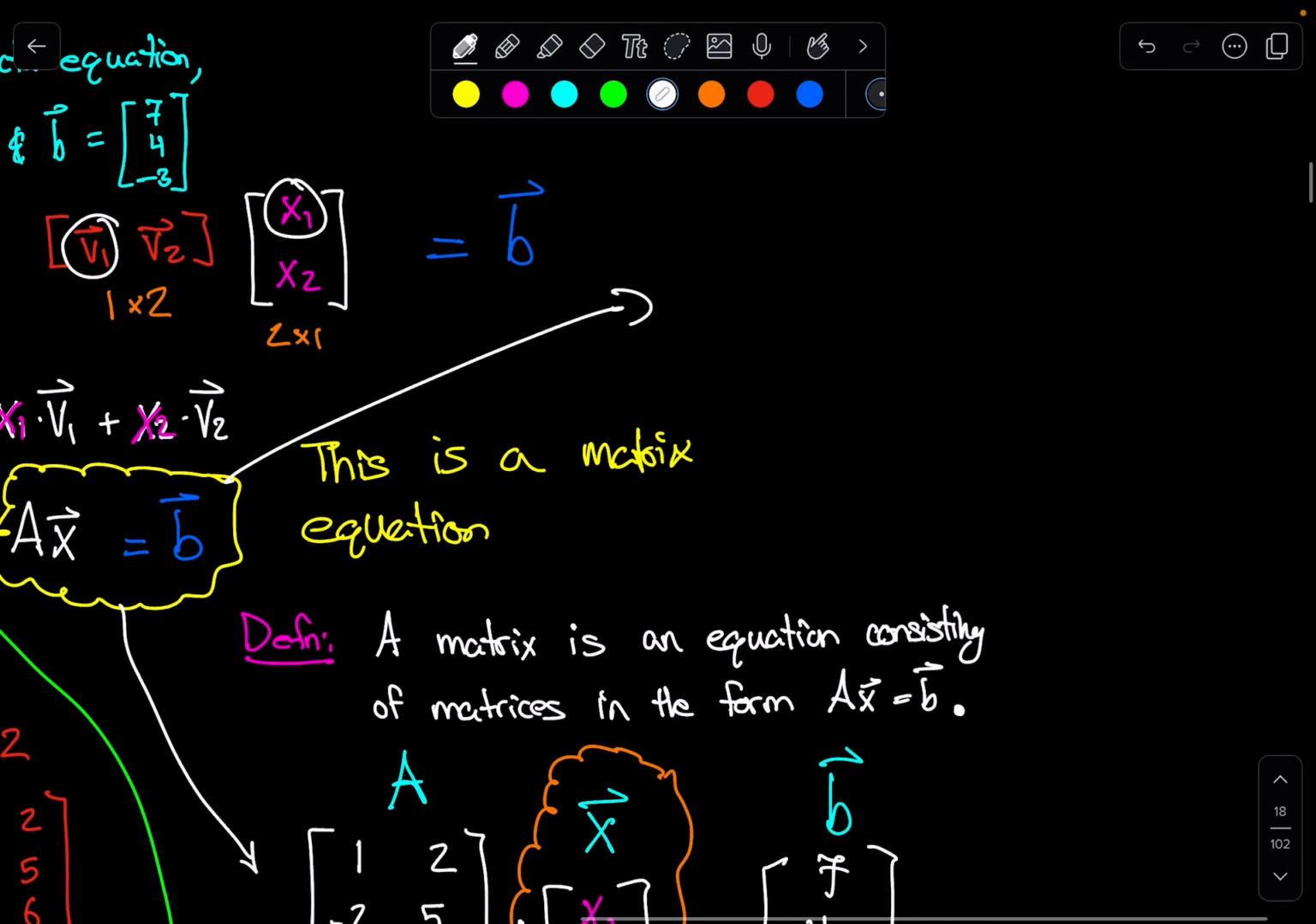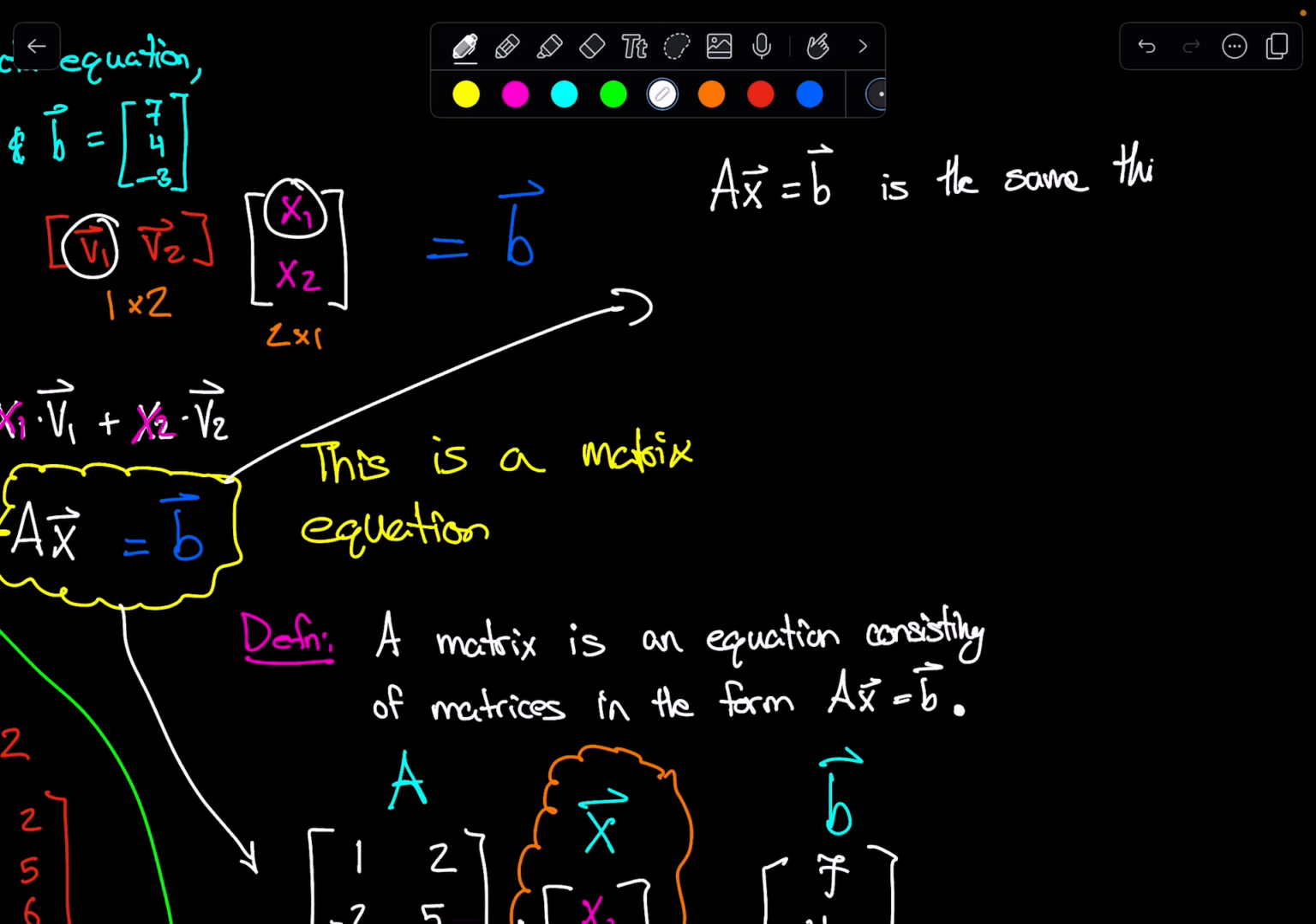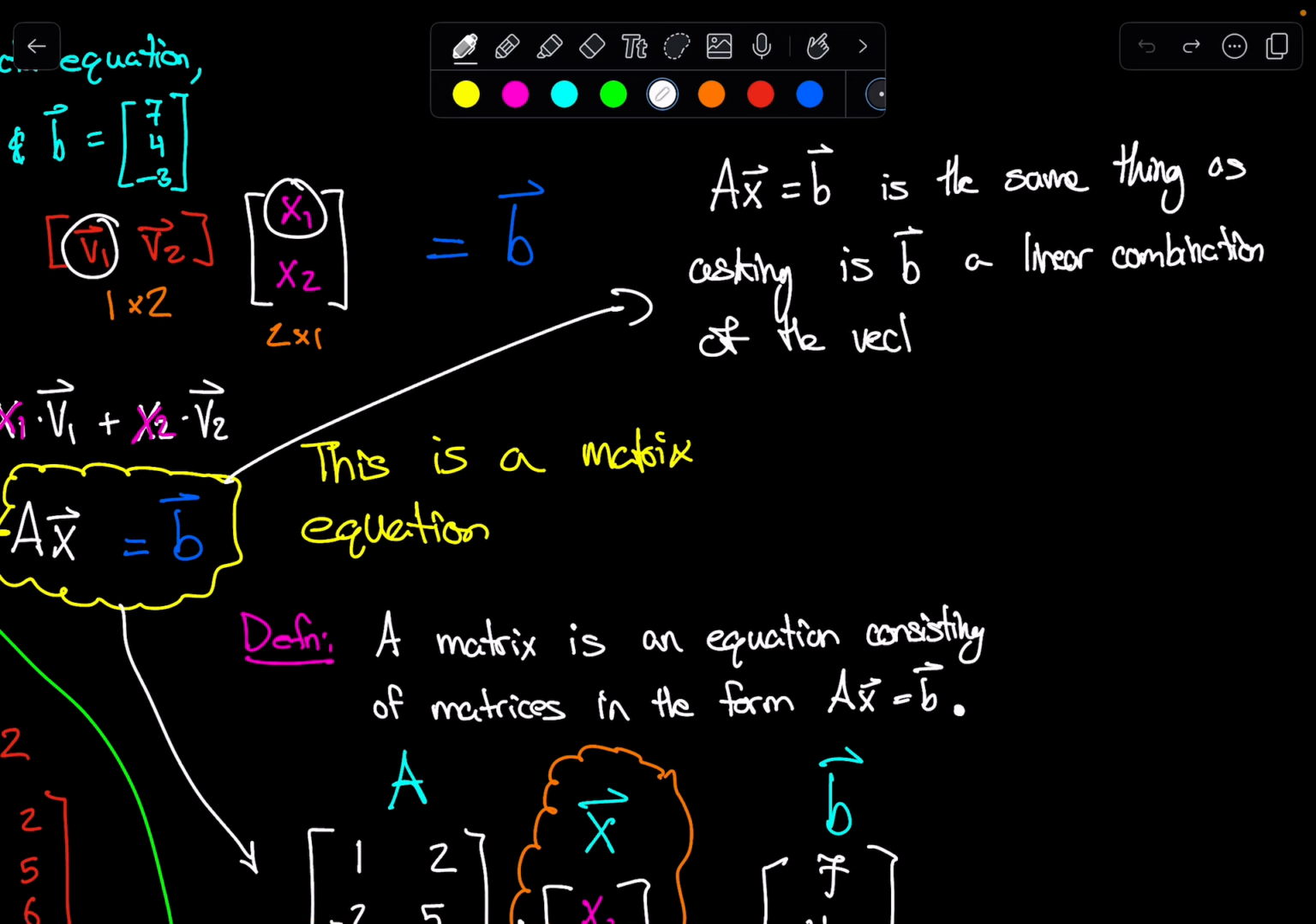So having AX equals B is the same thing as asking, is B a linear combination of the vectors, or, not just any vector, of the column vectors of A. Right? Is this true? Question mark. Okay. So that's what a matrix equation is.